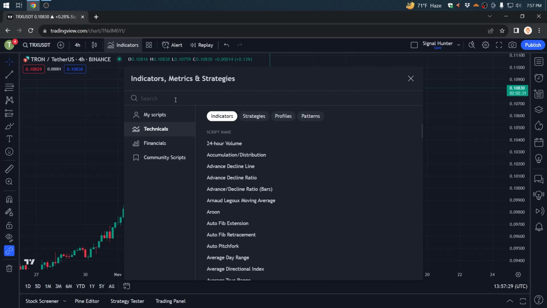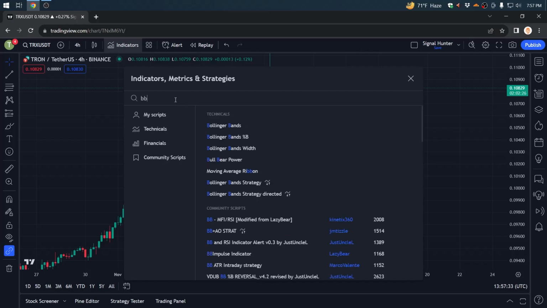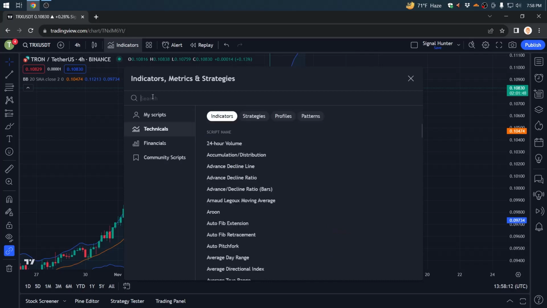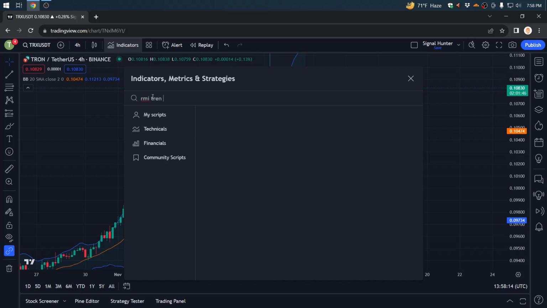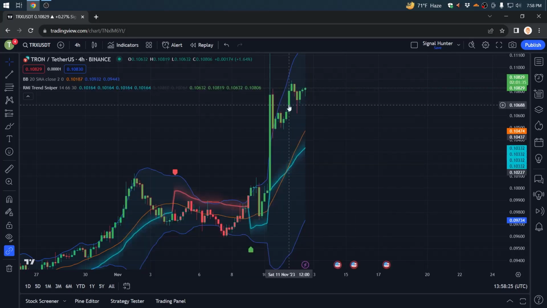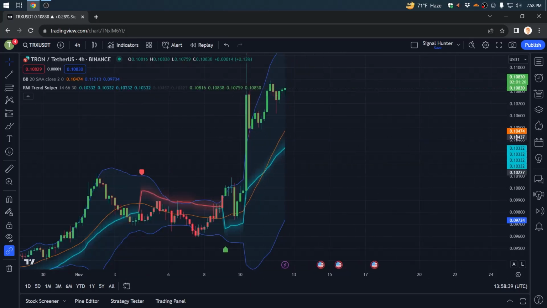For the ranging market, I use Bollinger Band. The short form is BB. On the right side here, BB, you can see the Bollinger Band indicator. I simply click to add it to my chart. Now I have to add another indicator to trade a trending market, and the indicator name is RMI Trend Sniper. On the right side here, RMI Trend Sniper, you can see one indicator by TJAX. I simply click to add it to my chart and you can see our indicator is ready.